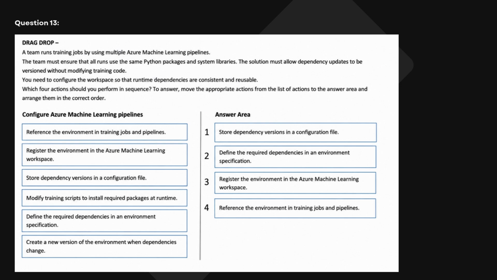C. Register the environment in the Azure Machine Learning workspace. Registering creates a versioned, reusable environment asset that can be shared across pipelines and jobs. D. Reference the environment in training jobs and pipelines. This ensures all pipeline steps consistently use the same registered environment, guaranteeing reproducibility and consistency.